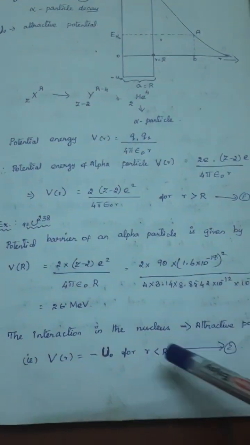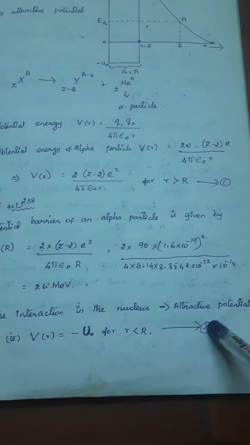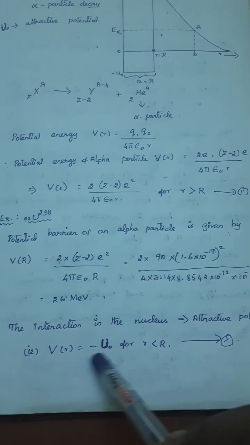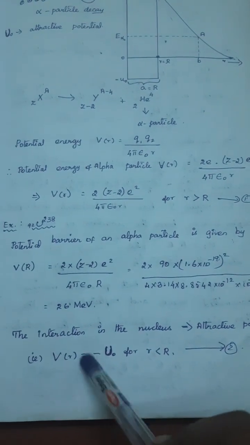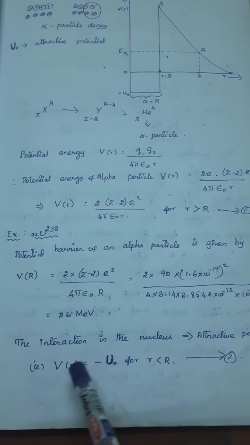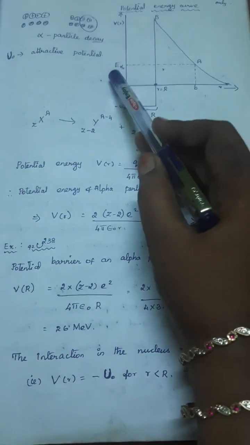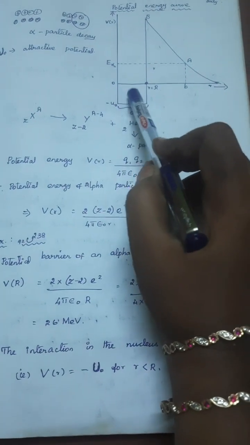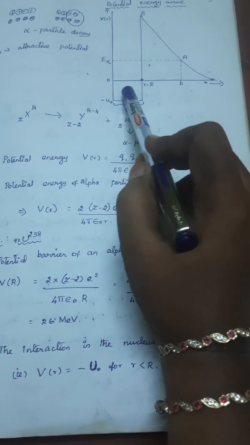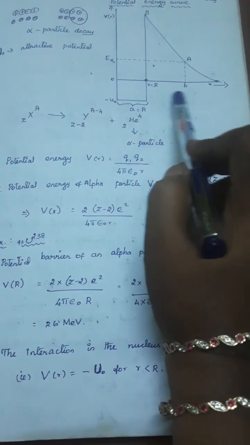Now we consider that the interaction in the nucleus is an attractive potential. So the internal energy is equal to the potential well energy. This is represented in this equation. It is only applicable when the small r value is less than R, that is, the particle is present in this well. Suppose small r is greater than R, it means the particle is outside the well.